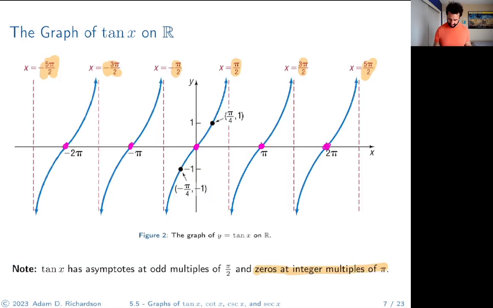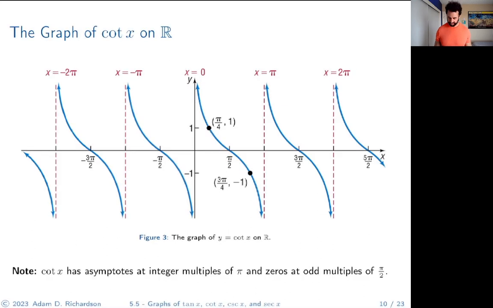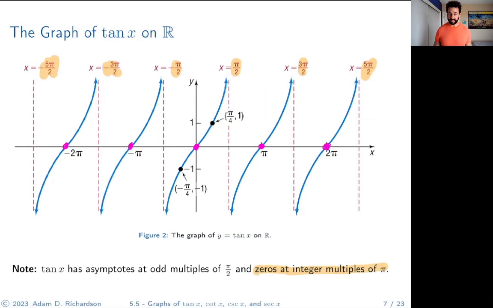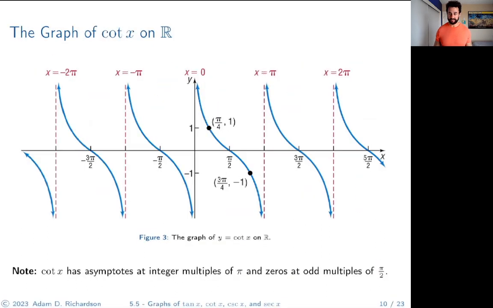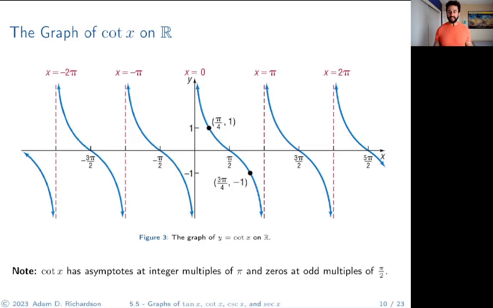So let's go back here. This is what tangent looks like, and this is what cotangent looks like. Give it a chance to load there. All right, so that's cotangent, that's tangent. Sorry about the little blurriness. My iPad has to think every time I go to the next slide. But that's what it looks like.